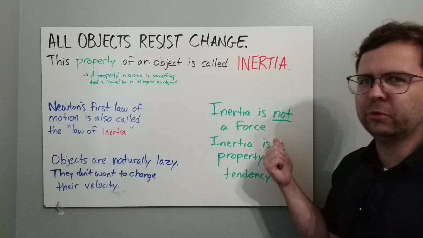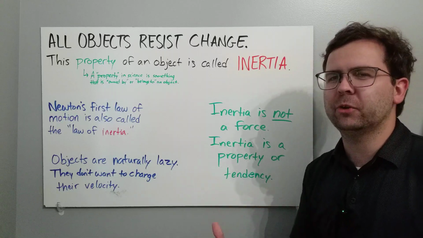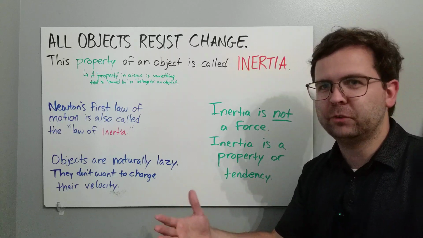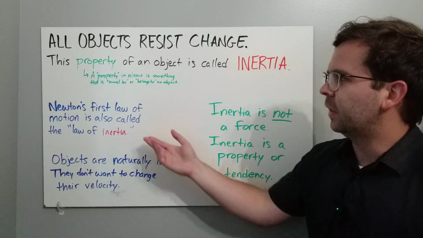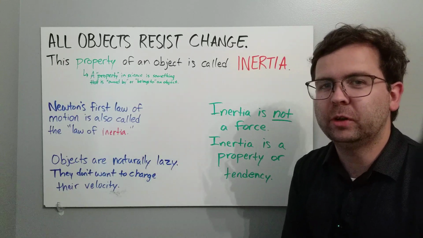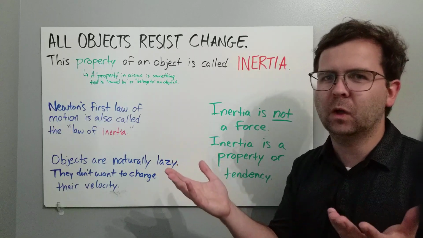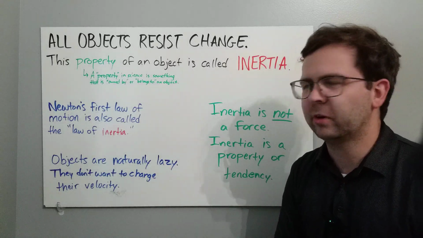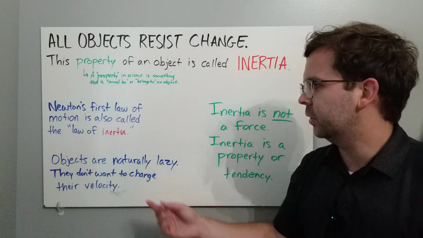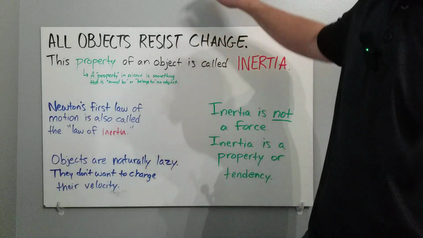It's not a force. So inertia, like a train moving, is not a force. It's a property of the train that it wants to keep moving. It's just something that train possesses as a characteristic. That's why we also say that Newton's first law of motion is called the law of inertia. They use the same name. First law, law of inertia, it's the same. Another way to say this, and I like to say it this way too, objects are naturally lazy. They don't want to change their velocity. They want to maintain it. They want to keep it the same.